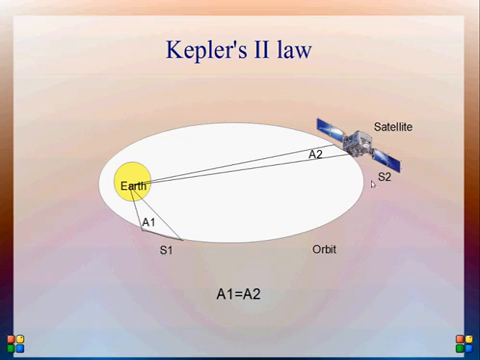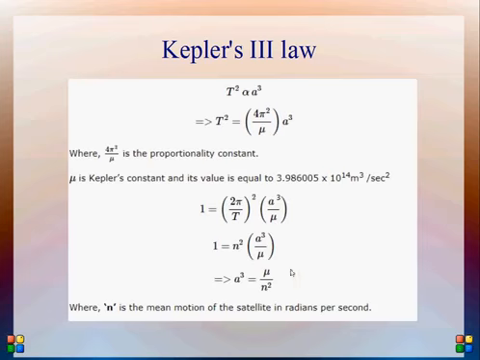Now, the areas A1 and A2 will be equal because the velocity at S1 is greater than the velocity at S2. Because at S1, the satellite is very close to Earth and the influence of gravitational force is greater here. So the velocity must be greater to overcome the gravitational force. But at S2, the satellite is far away from the Earth, so the velocity is less compared to the velocity at S1. So according to Kepler's second law, for equal intervals of time, the satellite sweeps out equal area. That is, A1 is equal to A2.